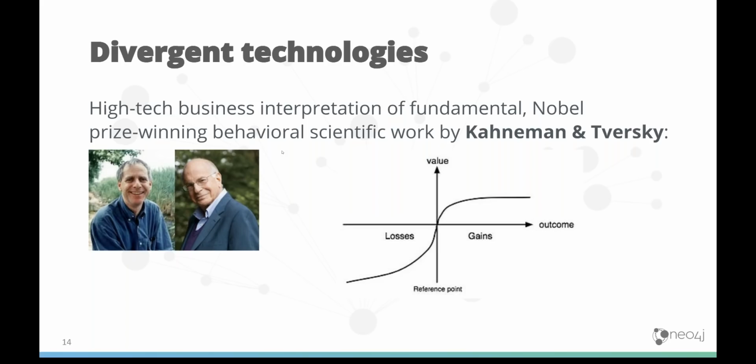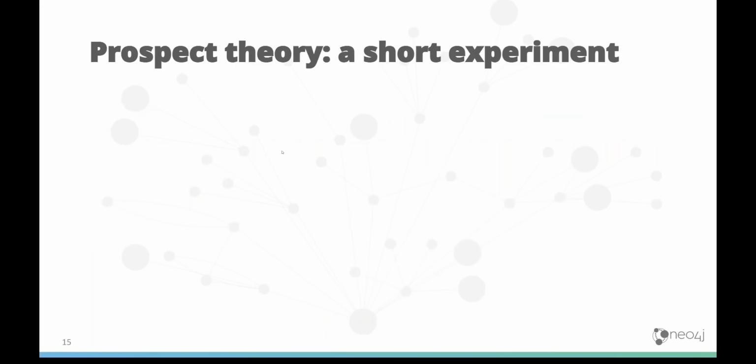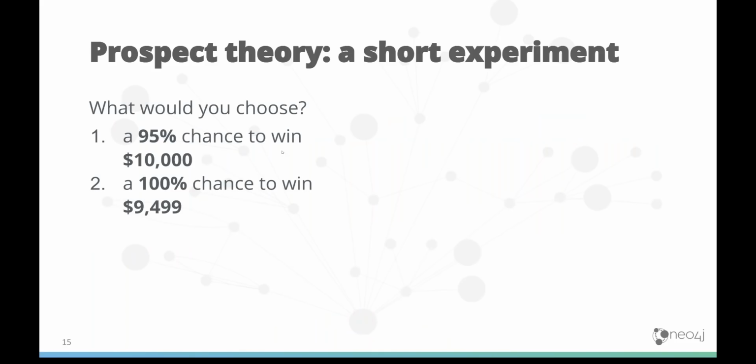And if you advance one more slide, one more click there, Scott, then you'll see me refer to something that these guys invented, which is what we call prospect theory. Prospect theory. If there's something that I want you to Google after this webinar, this is it. It's about how humans make decisions under uncertainty. And I'd like to illustrate what prospect theory means by sharing a short experiment with you.